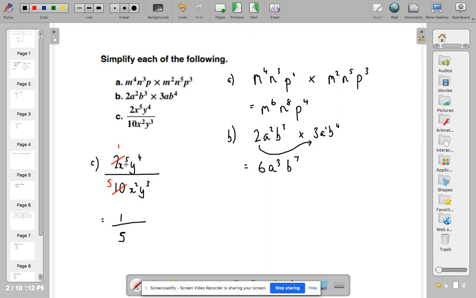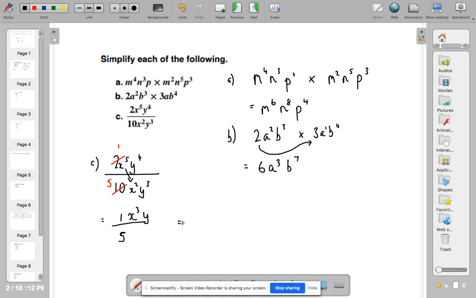Okay, now with the x's, I've got x to the power of 5 divided by x to the power of 2. When we divide with indices, we subtract, so we've got x to the power of 3. Notice how I'm putting that on top of the fraction line. We put the result where the highest power is. The highest power is 5, so when I do 5 minus 2, my answer goes up the top where the highest power is. And then I've got y to the power of 4 divided by y to the power of 3. 4 minus 3 is 1. Now, we don't have to put y to the power of 1. We can just leave it as y.